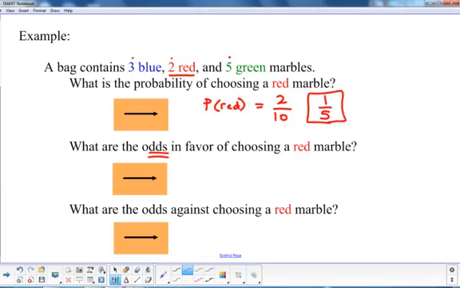The odds in favor of choosing a red. So 2 of the 10 marbles are red. 8 of the 10 marbles are not red. That as well needs to be reduced. So it's a 1 to 4 ratio: 1 red to 4 not red. And then the odds against choosing a red is just that flipped. It's a 4 to 1, or 8 to 2, but you do need to reduce.